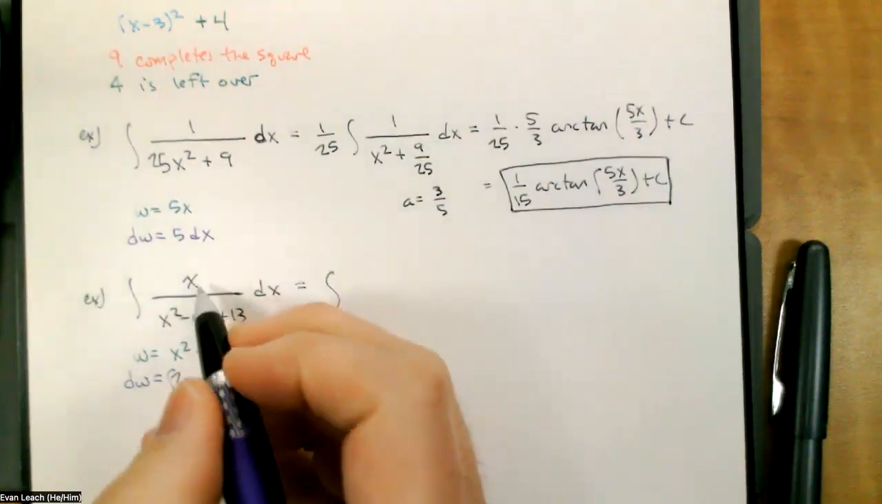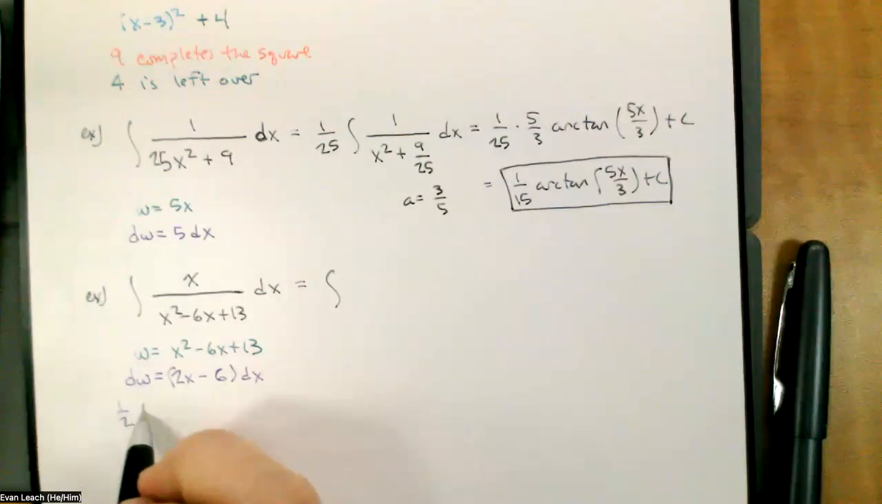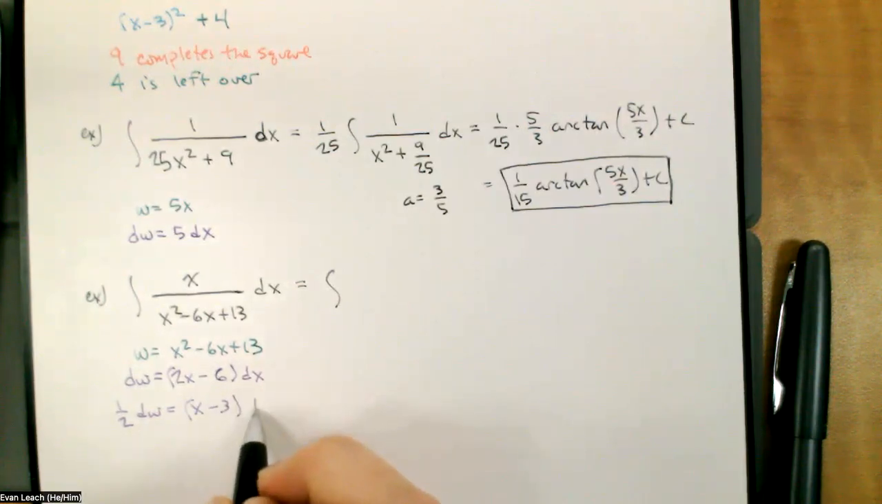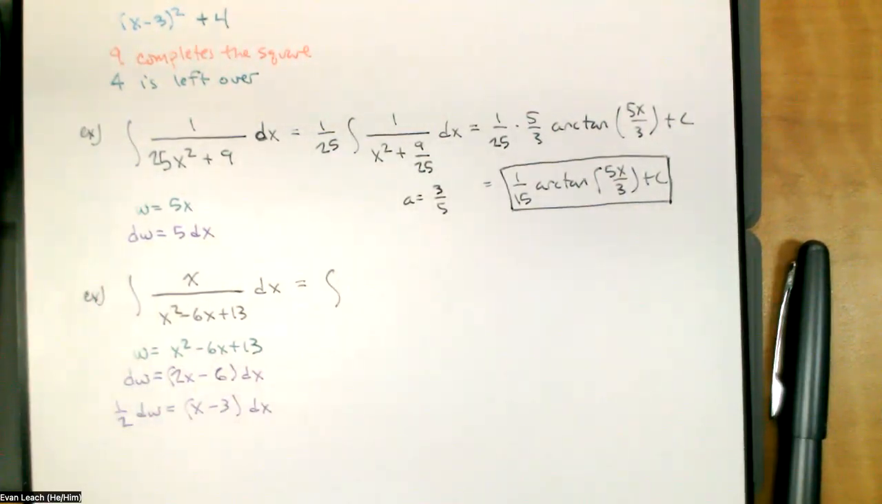Notice that I have an x, but the substitution that we use for degree 1 over degree 2 with complex zeros is going to need an x minus 3 to be the dw. So I'm going to make 2 terms. One of them is going to be an x minus 3 over x squared minus 6x plus 13, where the substitution could work. But I can't just throw a negative 3 into my numerator. I have to compensate.